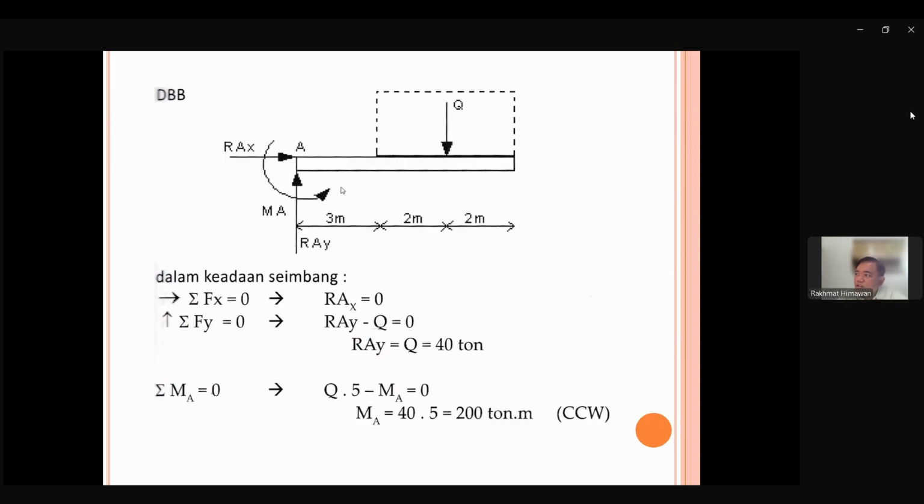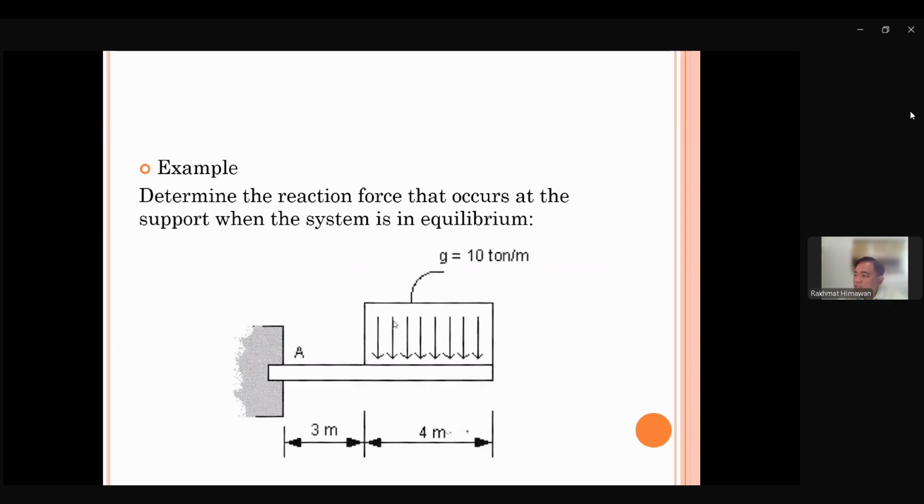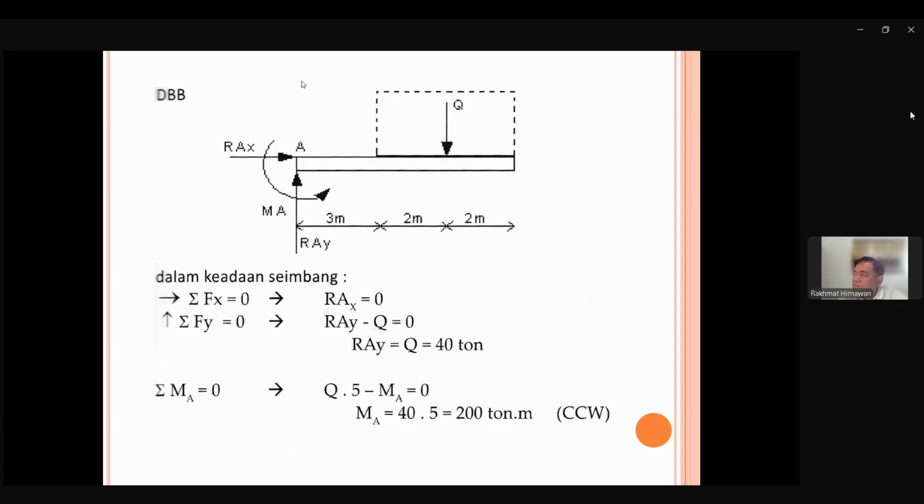The logic of this counterclockwise is because of this Q, the distributed force. Q has an effect to rotate clockwise about point A. So in order for A to withstand that rotation effect, it has to have a moment MA going in the opposite direction, which is counterclockwise. Okay, so this is the reaction force and moment.